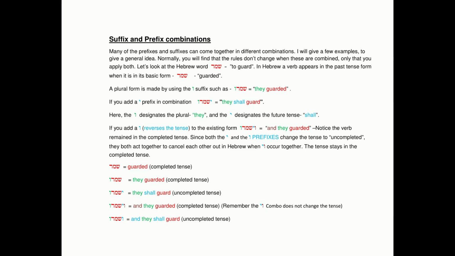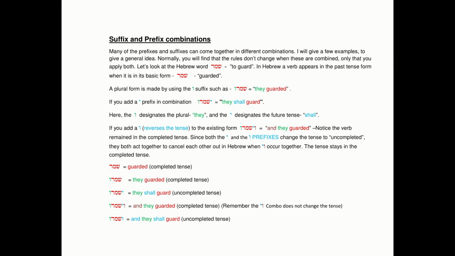How do we know it's he guarded, guys? Because it's a root word. It's in its default form, which is singular, masculine, and completed tense. Shamaru. Everybody say that. Shamaru. And that is they guarded.